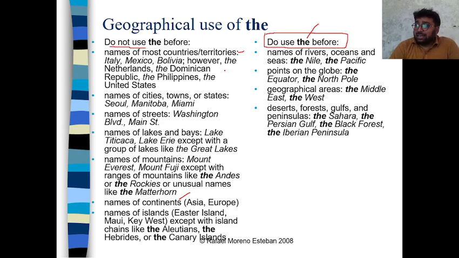Points on the globe like the equator, the North Pole, the South Pole. Geographical areas like the Middle East, the West, deserts, forests, gulfs, and peninsulas like the Sahara, the Persian Gulf, the Black Forest, the Iberian Peninsula.